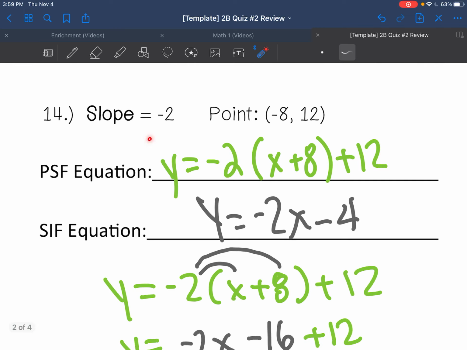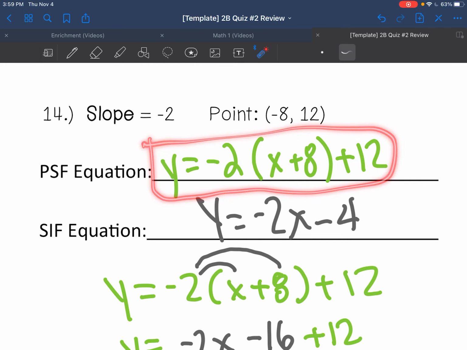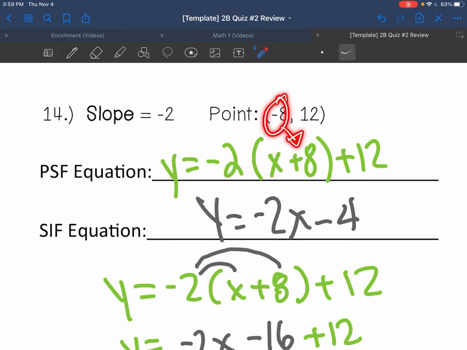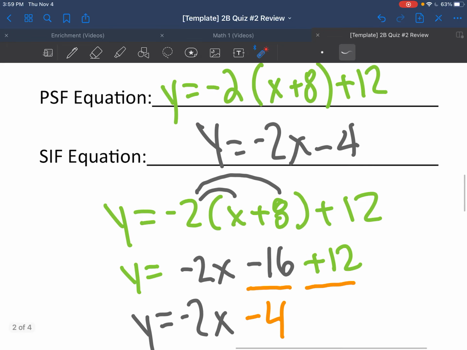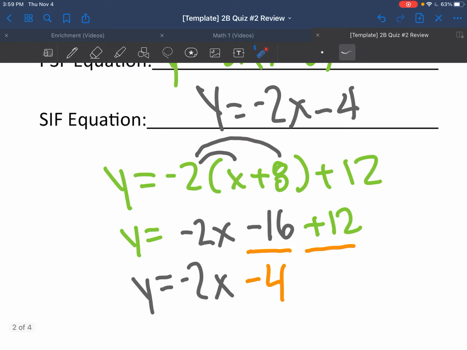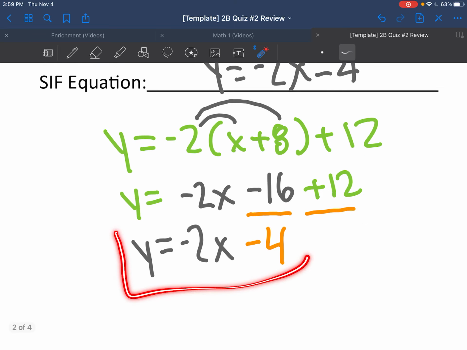Number 14, point slope form is y is equal to -2 times x plus 8. Remember, x lies in the point slope form equation, plus 12. The slope-intercept form we get by distributing the -2 from the point slope form, which means multiply. So -2 times x is -2x. -2 times 8 is -16. Bring everything else down. -16 plus 12 are like terms, and when you add them together, you get a -4. And so our slope-intercept form is y is equal to -2x minus 4.